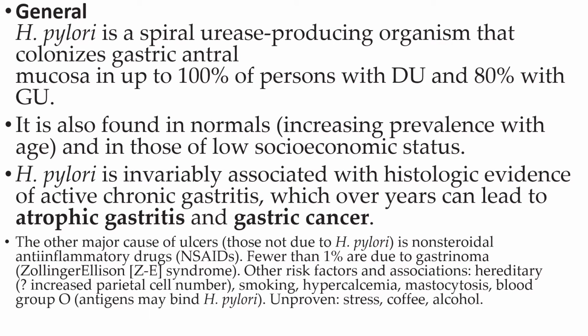General: H. pylori is a spiral urease-producing organism. It colonizes the gastric antral mucosa in up to 100% of persons with duodenal ulcer and 80% with gastric ulcer. It is also found in normals, with increasing prevalence with age and in those of low socioeconomic status. H. pylori is invariably associated with histologic evidence of active chronic gastritis, which over years can lead to atrophic gastritis and gastric cancer.